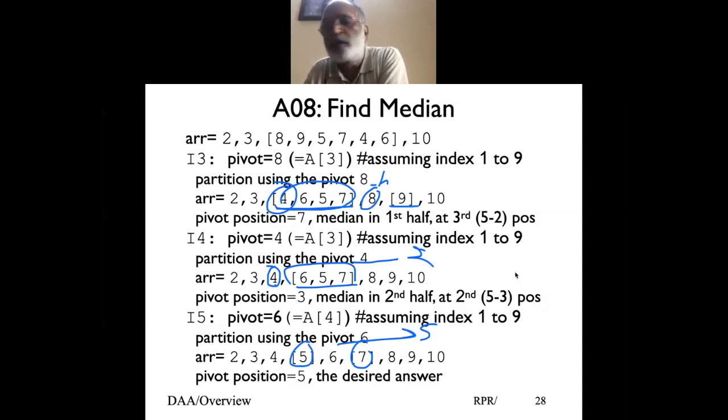Actually, you can use the same technique to find the kth smallest element. Using the same technique, for the median I'm saying n by 2 is the smallest element I look for, but I can find the kth smallest element. This is what we can do.